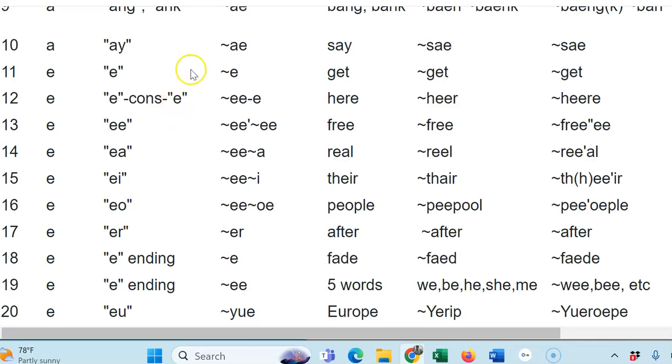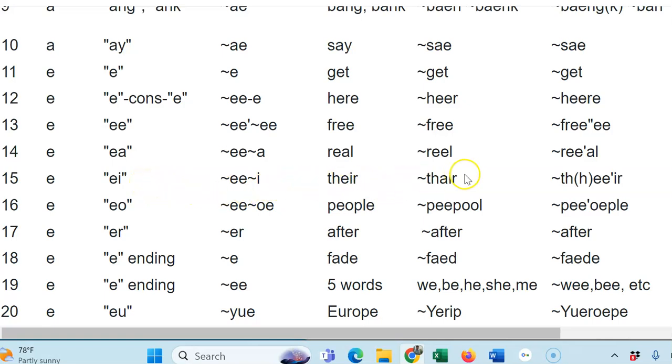Let's get to the E's. When you see an E by itself, it's generally a short E as in get. But when you see an E at the end of a word with a consonant before a previous E, that's E, as in here, would be here, because you have to pronounce that ending E. This is tricky. If you see an EE, that would be pronounced EE, as in free would be free E. And that's to differentiate it from EA. Real becomes real because you have to show that A is there.